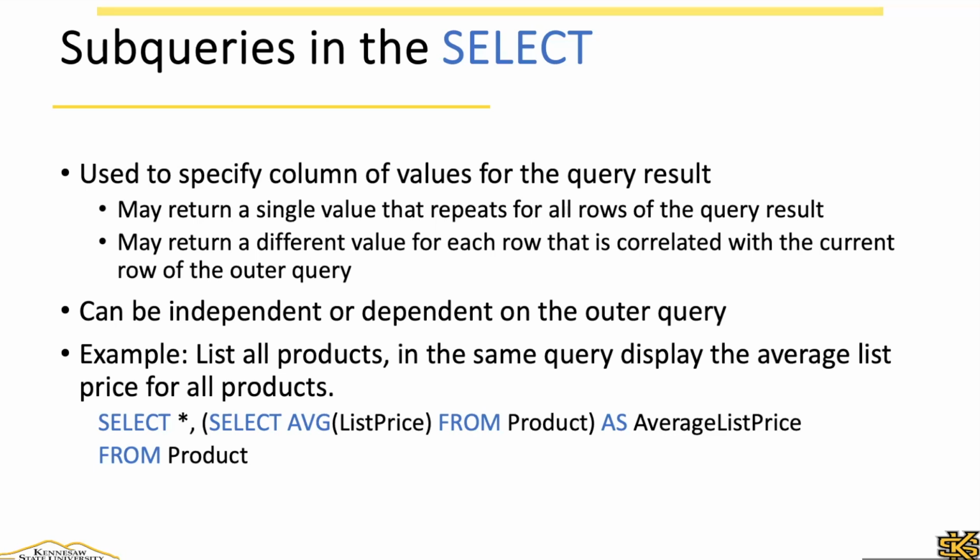The query would be select asterisk, select average of the list price from the product table as average list price from the product. In this query, the subquery inside the select clause calculates the average list price from the product table. This value will appear as a new column called average list price for every row in the result. Since this is a simple subquery, there is no need to use aliases.